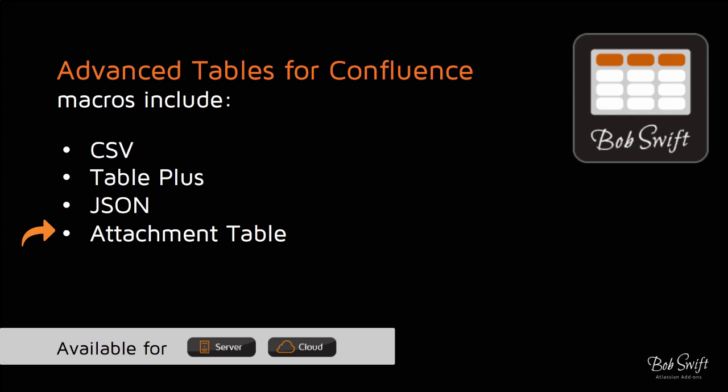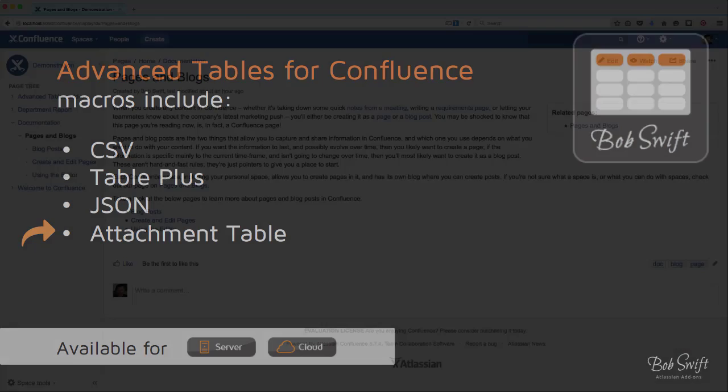The Attachment Table macro is part of the Bob Swift Advanced Tables for Confluence add-on, and it brings more power and versatility to the management of your attachments.